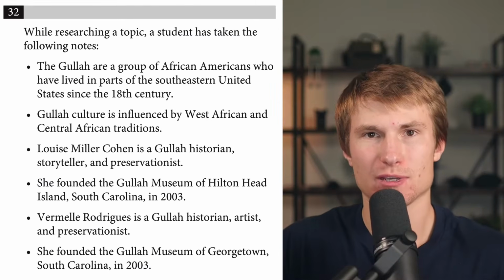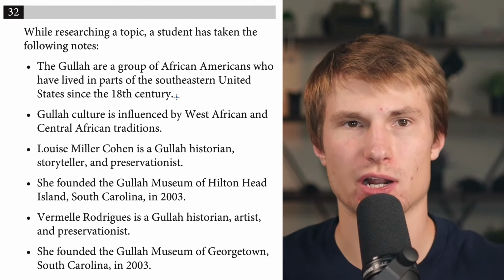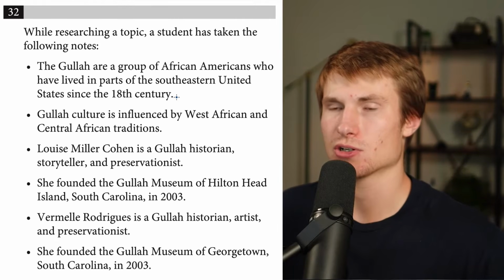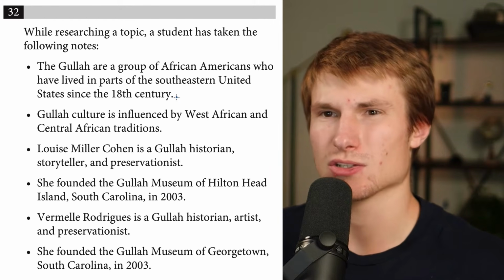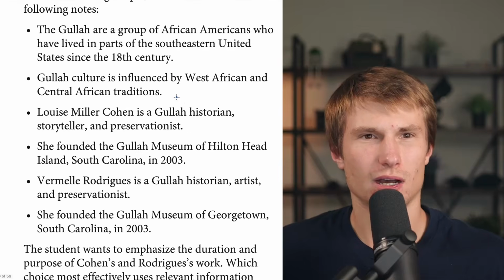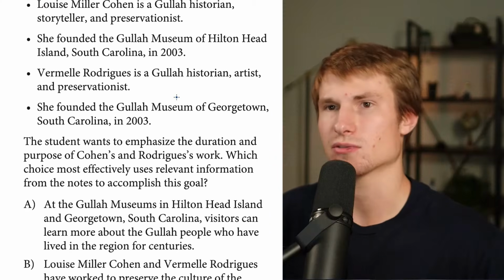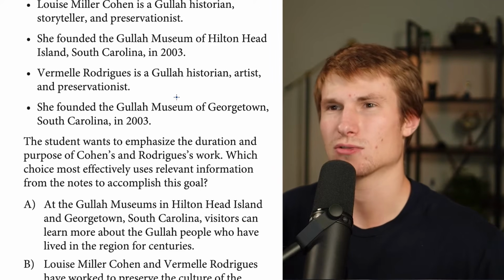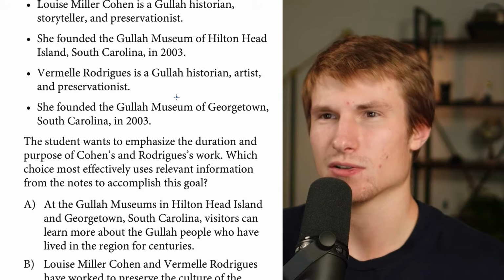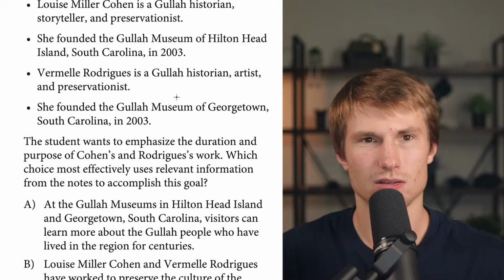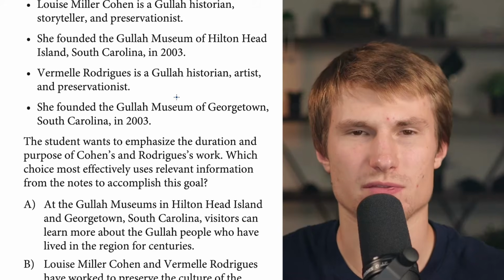While researching a topic, a student is taking the following notes. The Gullah are a group of African Americans who have lived in parts of the southeastern United States since the 18th century. Gullah culture is influenced by West African and Central African traditions. Louise Miller Cohen is a Gullah historian, storyteller, and preservationist. She founded the Gullah Museum of Hilton Head Island, South Carolina in 2003. Vermelle Rodriguez is a Gullah historian, artist, and preservationist. She founded the Gullah Museum of Georgetown, South Carolina in 2000. All right, the student wants to emphasize the duration and purpose of these two people's work. Which choice most effectively uses relevant information?